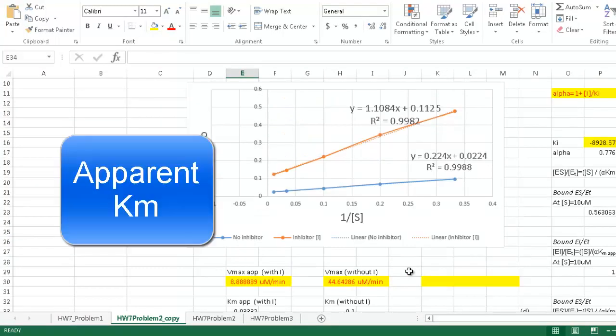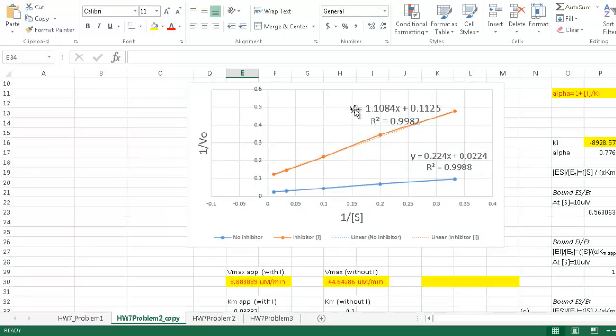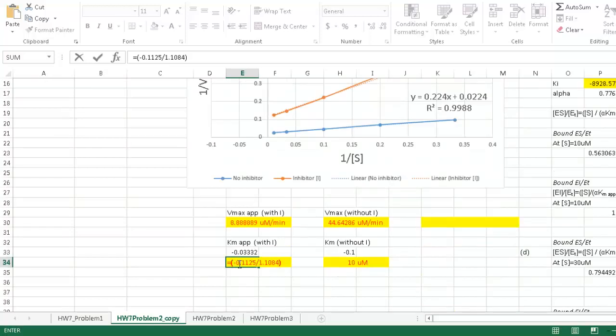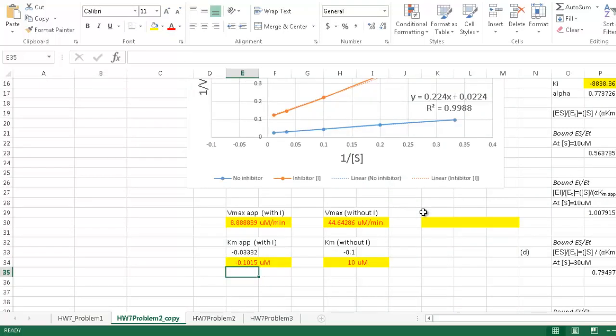Okay, what about our Km here? Km is where we extrapolate this to the negative x-axis, where y is 0. So our Km, or apparent Km, is minus 0.1125 divided by 1.1084. Close those parentheses. All right, take the negative reciprocal of that, negative 1 divided by this number here, and we get 9.85. So here are our new values. Our Vmax has gone down, but our Km has actually stayed the same.